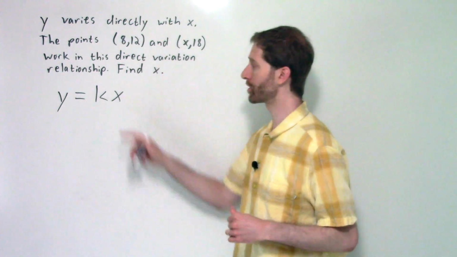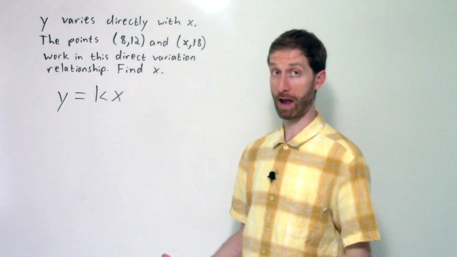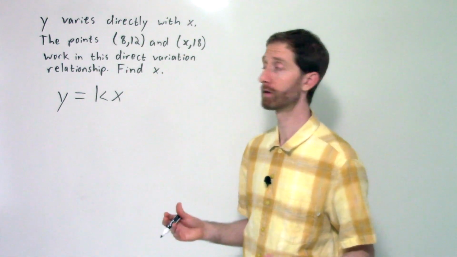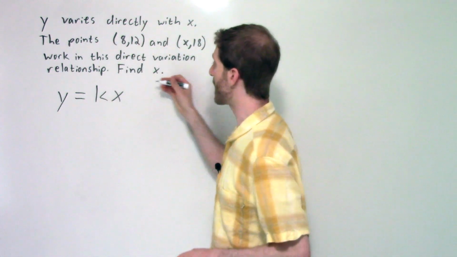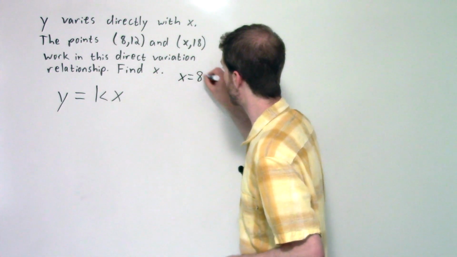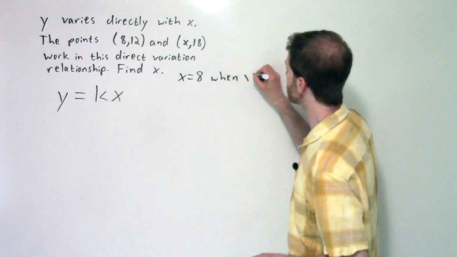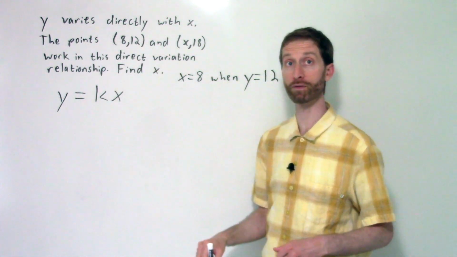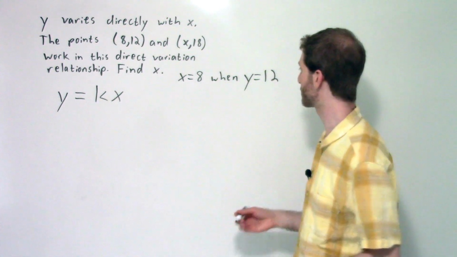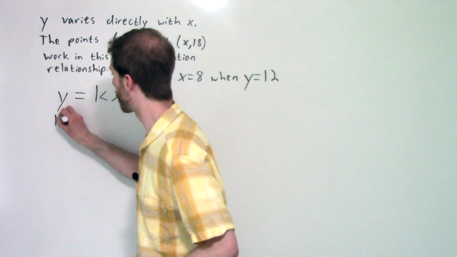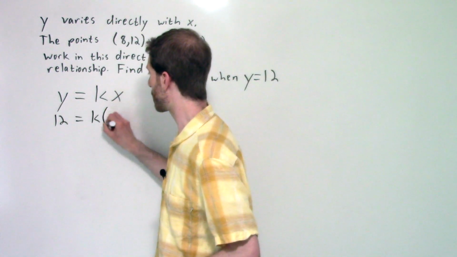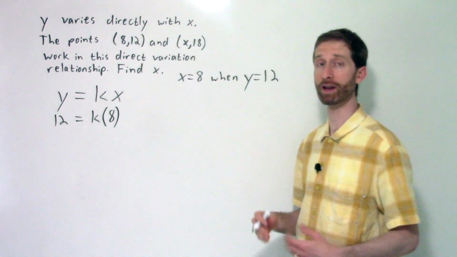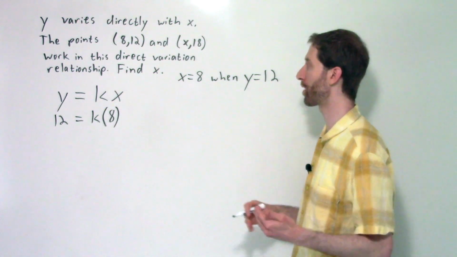Well, if these points work in this relationship, remember that points on a graph are also values that work in the equation that describes that graph. So what I mean by that is x is 8 when y is 12. X equals 8 when y is 12. That's another way of interpreting that point. When I plug in 8 into this equation, I'll get out 12. Why don't we plug them in and see what k is? So 12 is y when x is 8. Again, another example of us asking ourselves, what can I do with the information I have, and just rolling with it and discovering what happens rather than memorizing what to do.